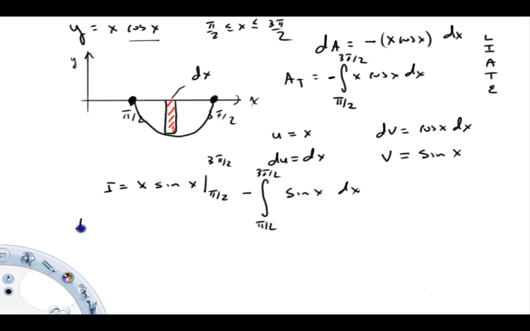All right, so our integral is equal to, I'm going to go ahead and evaluate this now, 3 pi over 2 times the sine of 3 pi over 2. I'm going to go ahead, because I think I'm going to run out of room, and just evaluate. The sine of 3 pi over 2 is minus 1. Minus pi over 2 times the sine of pi over 2, which is 1.